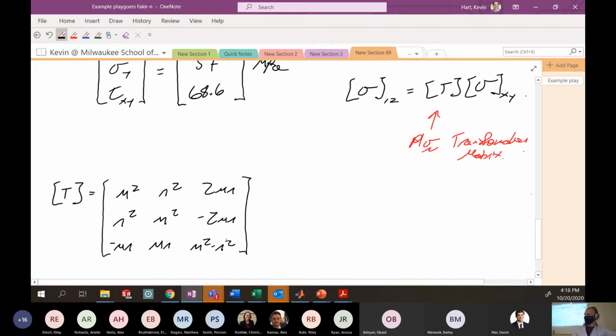Stiffness matrix? This is not a stiffness matrix. This is a transformation matrix. The factor of 2 floats because of the weird strain transformation stuff that happens.